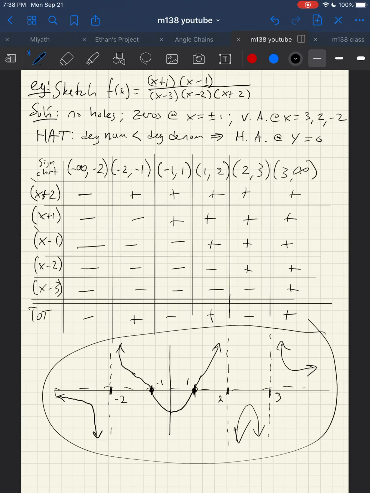Hope that made some sense. Feel free to pause it, go back, rewatch it. You might need to review sign charts. You might need to review the horizontal asymptote theorem. But this is, I think, about as big and nasty of an example as I can give you.